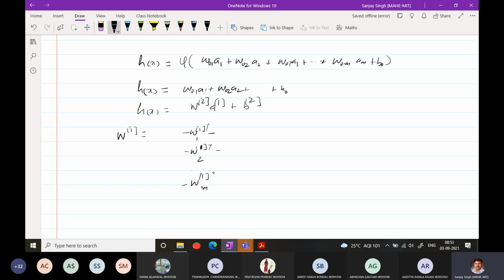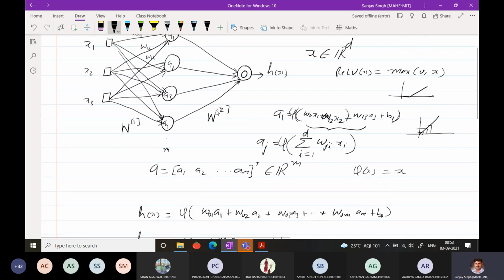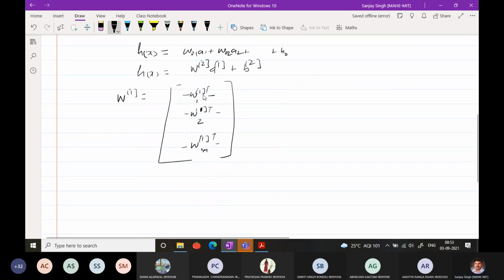Say M component. So this is the entire W1 matrix, that is the weight matrix corresponding to the first layer. And when you say W1 transpose, remember that it is not a scalar, it's a vector which is written in this particular fashion. If that is the case, definitely its dimensionality will be M cross T. You can check it out.